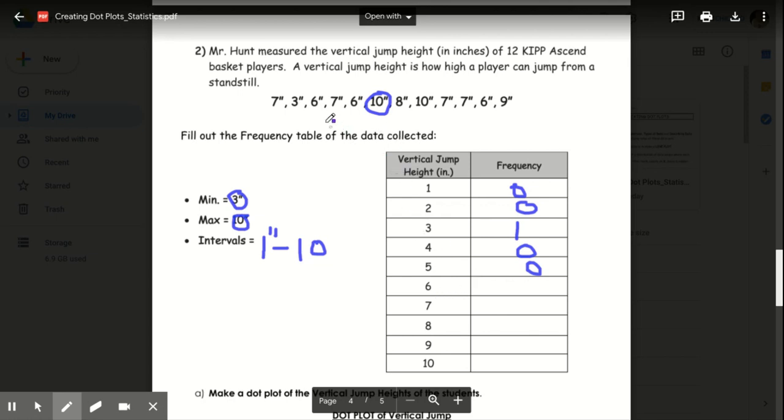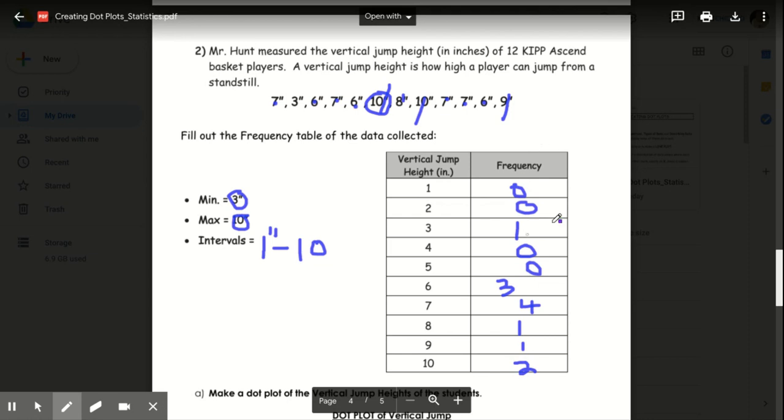How many jump 6? 1, 2, 3. 3 students jump 6. Okay. How many jump 7? 1, 2, 3, 4. I have 4 students that I counted that jumped 7 inches. How many times did you see a student jump 8, Mr. Hunt? Looks like there's only one time I see an 8 come up. How many students jumped 9? Once again, another 1 there. And how many jumped 10? I see 2 10s here. So I'm going to put 2.